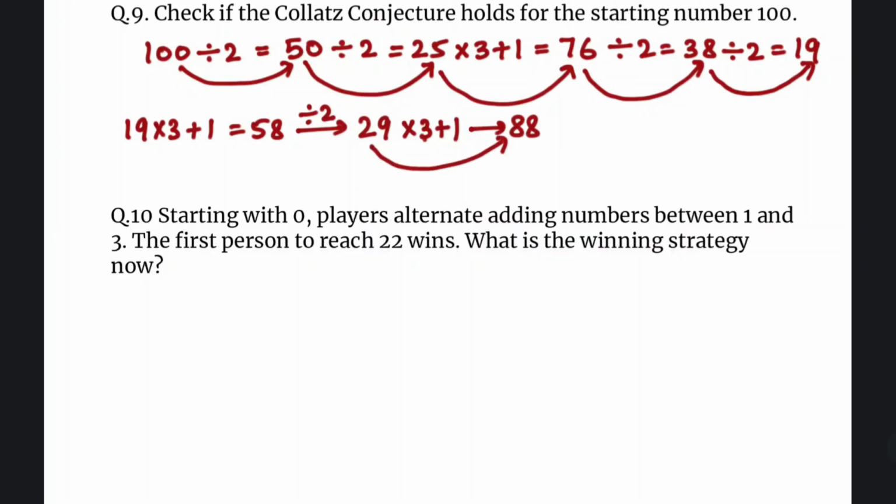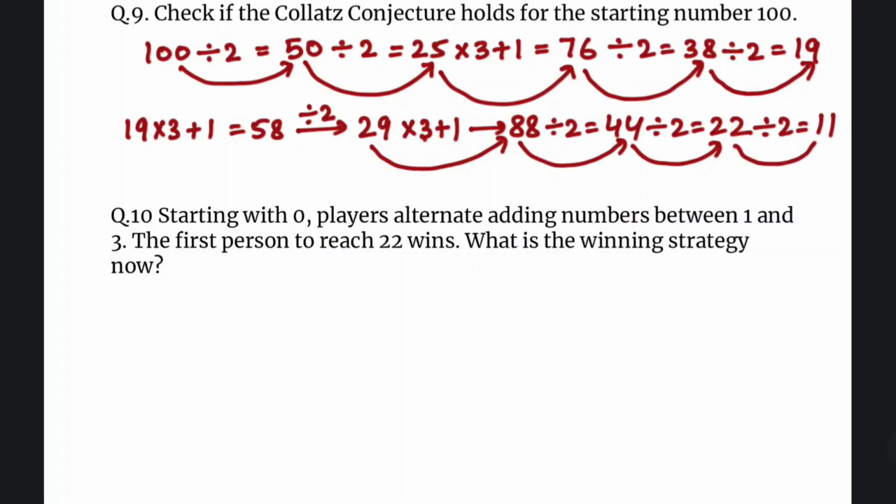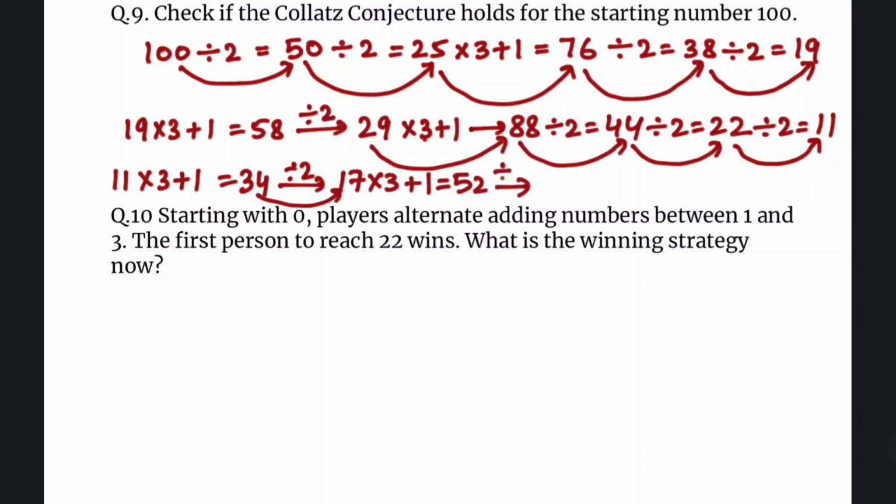So 29 goes to 88. 88 is an even number. Divided by 2 is 44. 44 divided by 2 is equal to 22. 22 divided by 2 is equal to 11. 11 is an odd number. So 11 multiplied by 3 plus 1 is equal to 34. Divided by 2 is 17. So 17 multiplied by 3 plus 1 is equal to 52. Divided by 2 is 26.